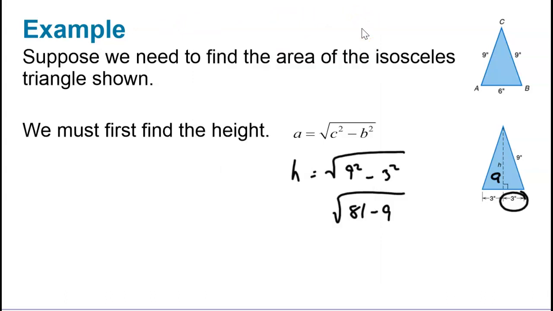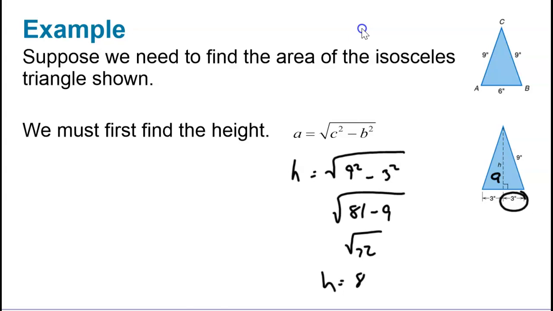Okay, and so the square root of 72 is a height of 8. We're going to use 8, because that's the number of significant digits that we have, rather than 8.4.